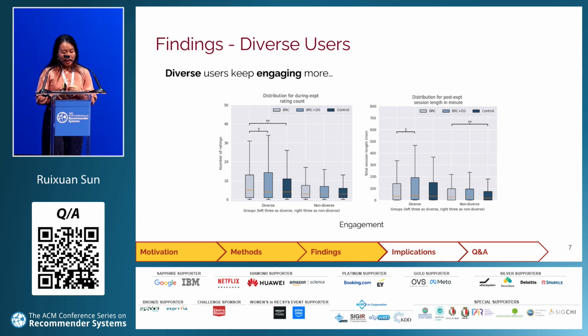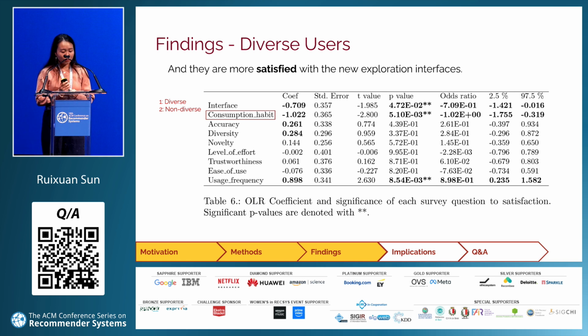On the right side, it's another engagement metric, measuring their session length. So we also see that the new diversity interfaces help them explore more and engage more. Also, diverse users, like who actually rated a lot of diverse movies in the past, are more satisfied with the interfaces. We run our ordinal linear regression with some post-survey questions surrounding all those different metrics.